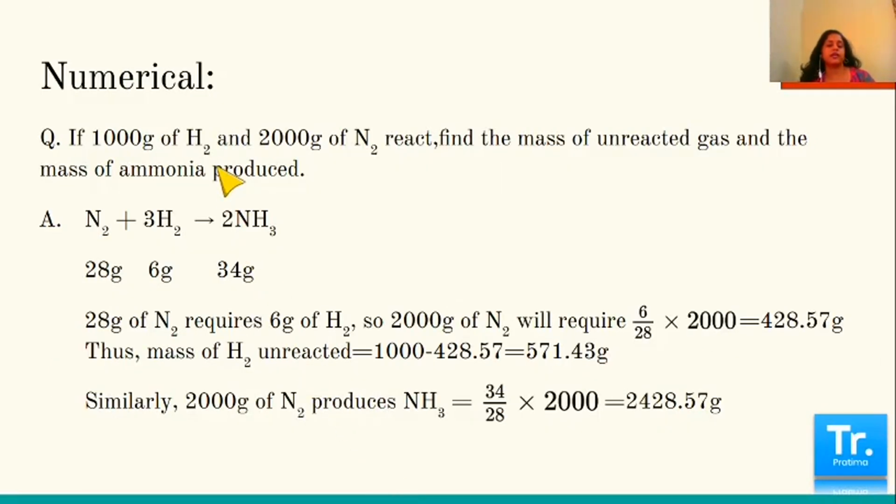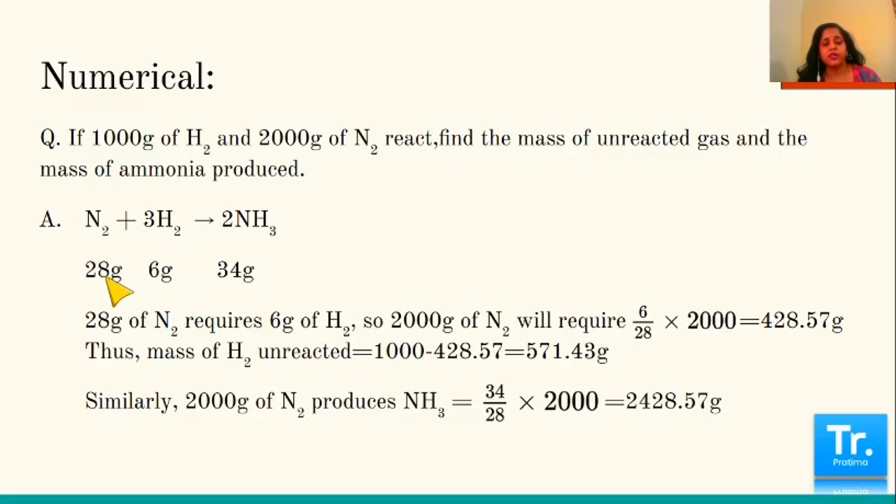This question I have taken because I have seen children having doubt in this one. If 1000 gram of hydrogen and 2000 gram of nitrogen react, find the mass of unreacted gas and the mass of ammonia produced. So we all know Haber's process, nitrogen and hydrogen will react to give you ammonia. So 1, 3 and 2. This equation we have used when we were solving Gay-Lussac's law. So 1:3:2. So mass is 28 gram, 3 2s are 6 gram, and ammonia 17 into 2 is 34 gram.